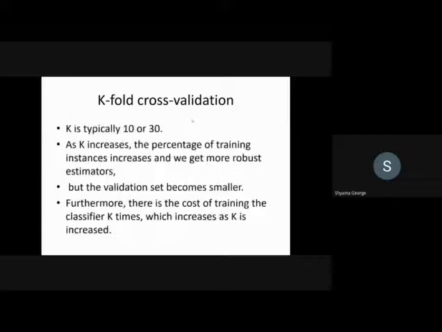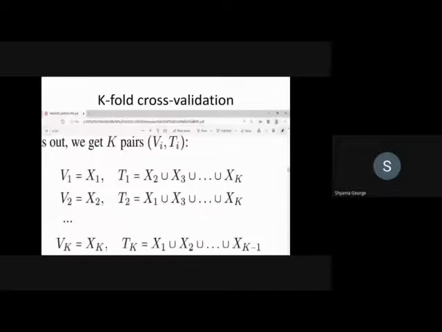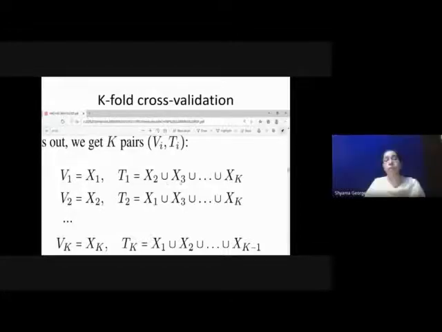The value of k can be 10 or 30. As k increases, the percentage of training instances increases, and we get more robust estimators. The validation set becomes smaller. Now this is the k-fold cross-validation. We are dividing the data into k parts, X1, X2, etc. up to Xk. Initially, we use X1 for validation and T1 is equal to X2 union X3, etc. up to Xk for training.